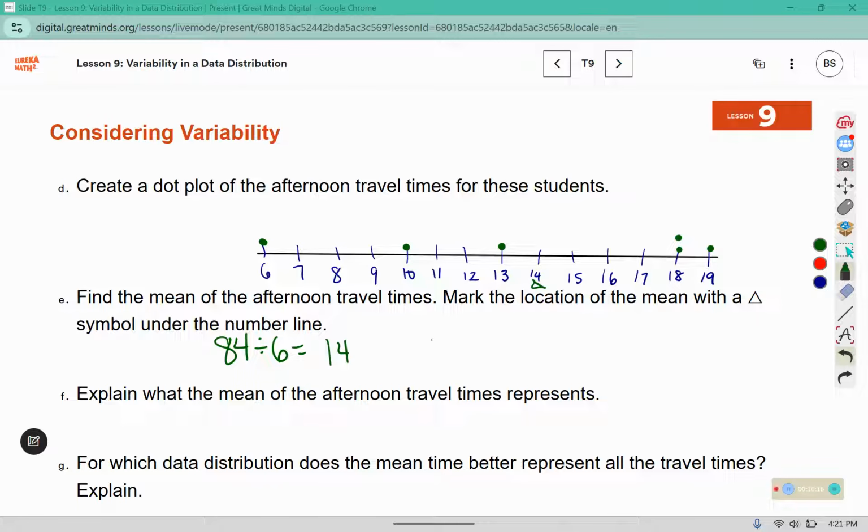Explain what the mean of the afternoon travel times represents. This indicates that the students typically spend 14 minutes traveling home in the afternoon.